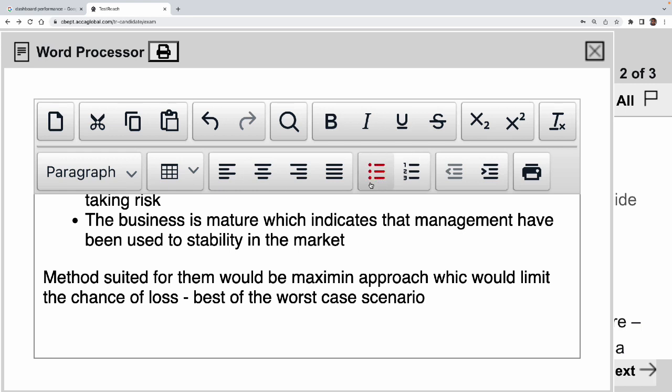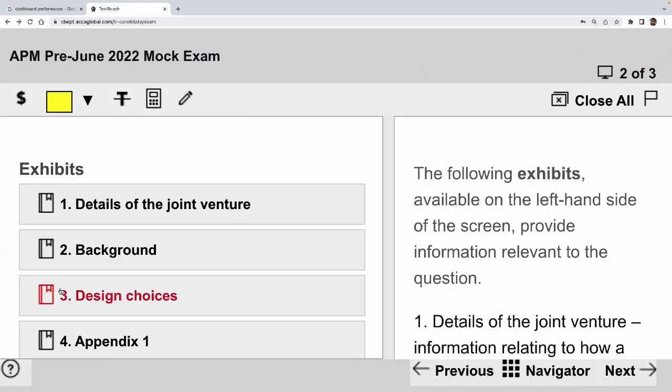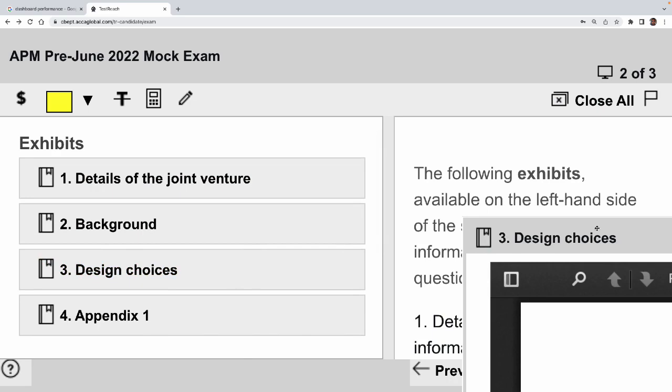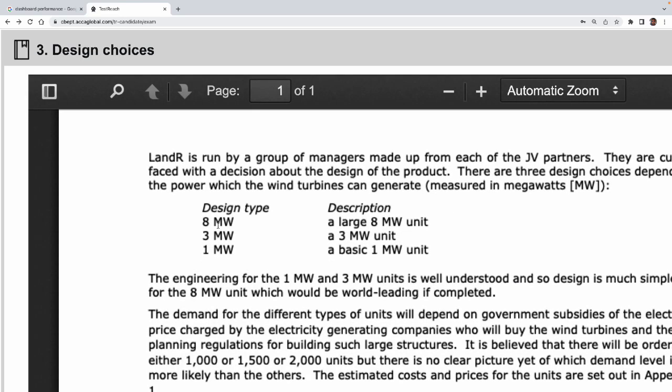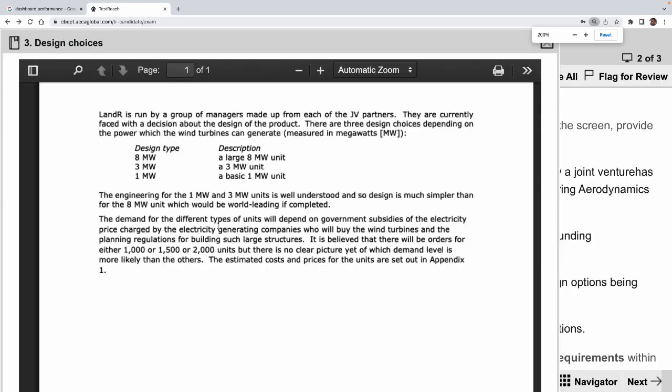Okay, next thing, can I move on? Okay, let's have a look at the design choices. LAN R will be run by a group of managers made up from each of the JV partners. That's going to cause a problem. They all have different management styles. We're currently faced with a decision about the design of the product.